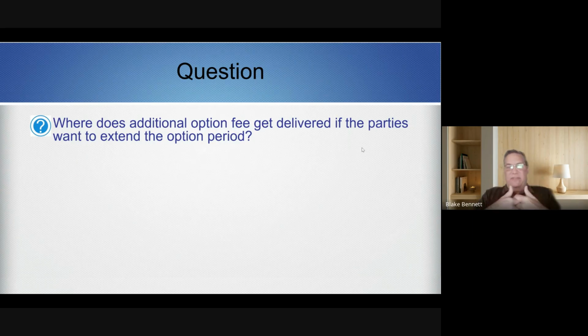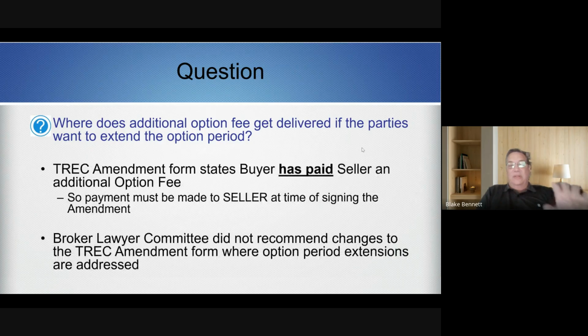Additional option fee. If additional option fee is put up, who does it get delivered to? Where does the additional option fee get delivered? Well, the TREC amendment says that buyer has paid seller. So payment must be made to the seller at the time of signing the amendment. Broker Lawyer Committee didn't recommend making any changes here where the option period extensions are addressed. So buyer pays seller.